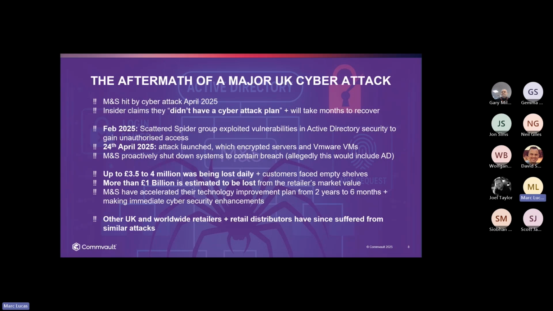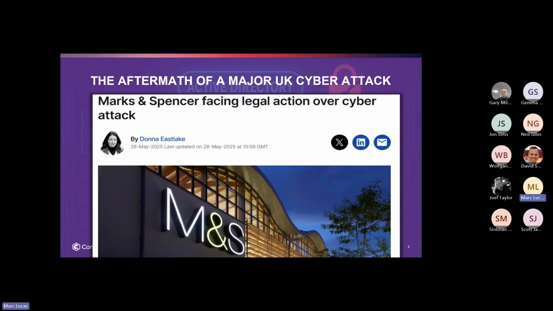And again, this is very much the dictionary definition of closing the door after the horse has bolted. They're looking at, okay, what can we do to improve our technology, and rapidly increasing that from 2 years to 6 months. And as you can see, they're making immediate changes to their cybersecurity plan. But again, it's had a really big impact on M&S. It's still having that impact.